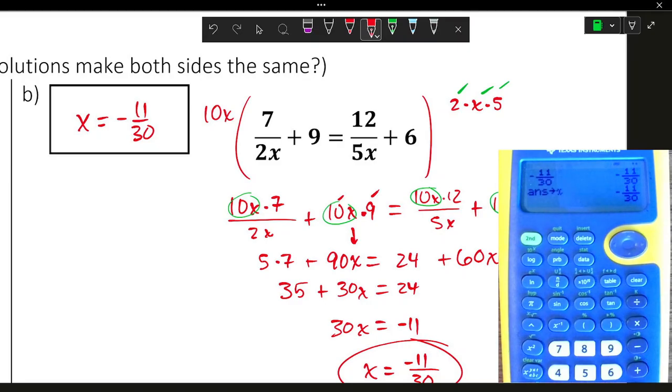So now this calculator believes x is negative 11. I can ask it, hey, what's x? And it says it's negative 11 over 30. Okay. I'm going to now evaluate the left and right hand side.